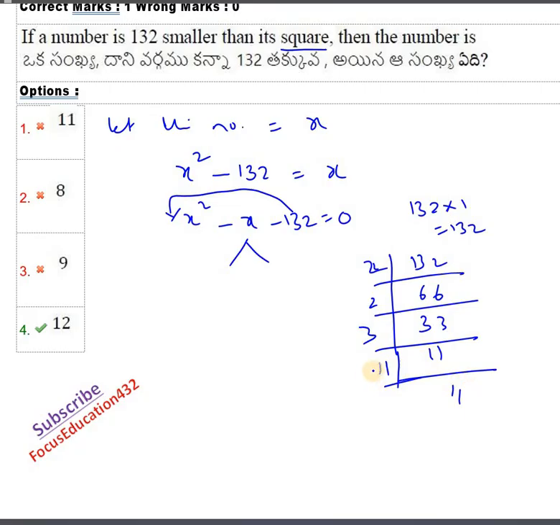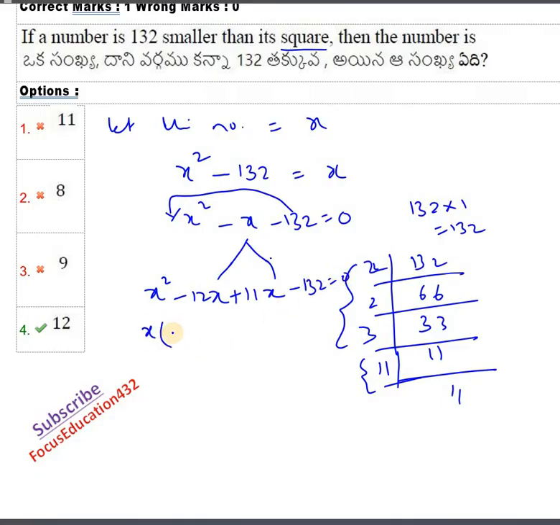So how can we get the combination? We have to get 1 here, that is minus x. So 3 2s are 6, 6 2s are 12. Here 12 and this alone 11. So 12 minus 11 is 1. So we have 1x but minus x. So what we write here? x square minus 12x plus 11x, so that we get minus x, minus 132 equal to 0.